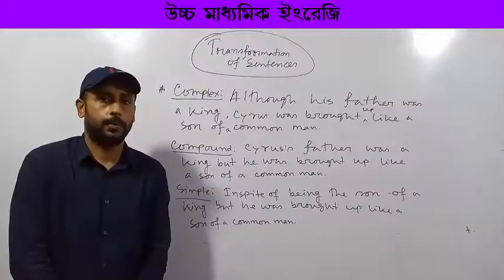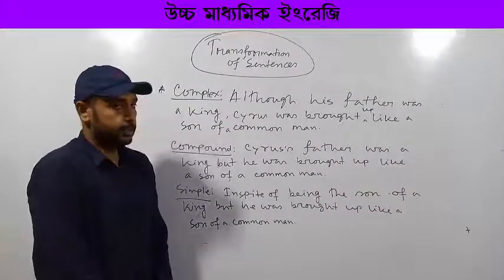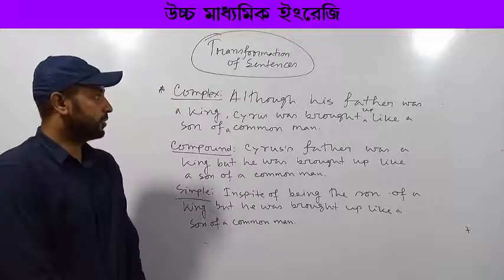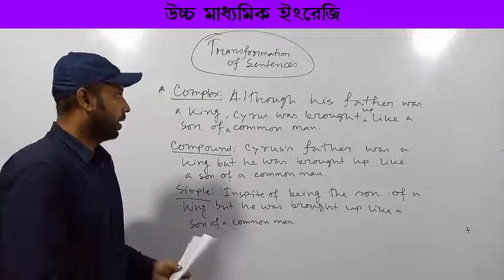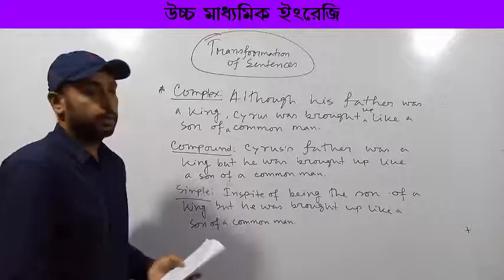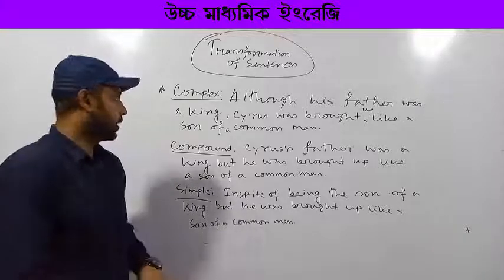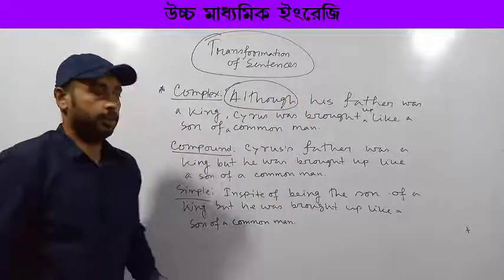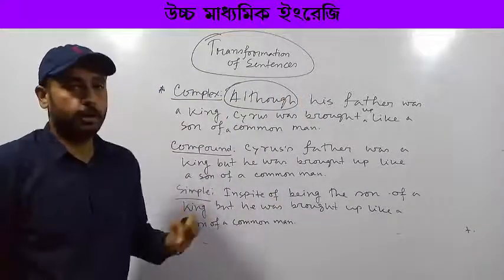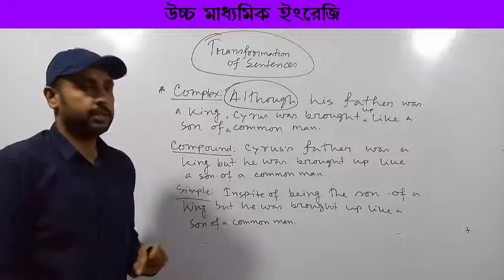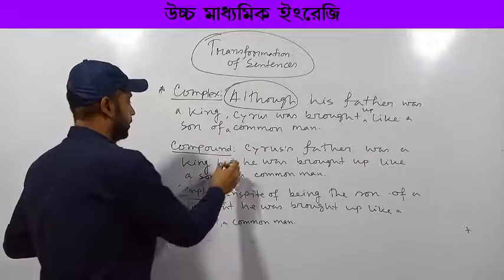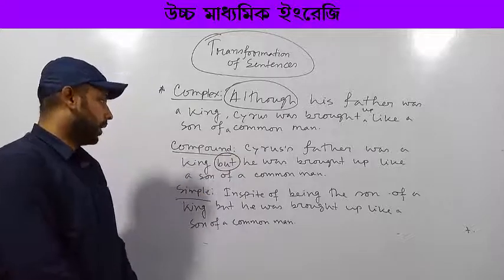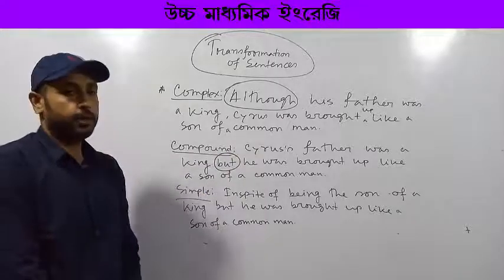Okay. If we look at this example, the first one is a complex sentence. Although his father was a king, Cyrus was brought up like a son of a common man. So this is a complex sentence. There is an indication of although. And if you find although in a complex sentence, you have to use but in a compound sentence. Don't forget it. So there is a condition. Cyrus' father was a king, but he was brought up like a son of a common man.